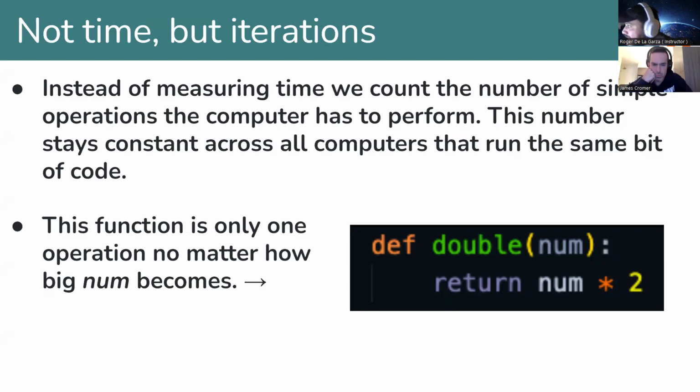Instead of measuring time, we count the number of simple operations the computer has to perform. This number stays constant across all computers that run the same bit of code, because the code doesn't change. Just like you saw with my space complexity, how much space my code was taking did not change, because the variables that were declared were still the same. Nothing else was added. So we track it by iterations, by steps. This function on the right is only one operation, no matter how big num becomes. As mentioned before, num could be 1, 1,000,000 or 2,000,000. Every single time, no matter how big num is, it'll only multiply that one number by 2 on the second line. One iteration.